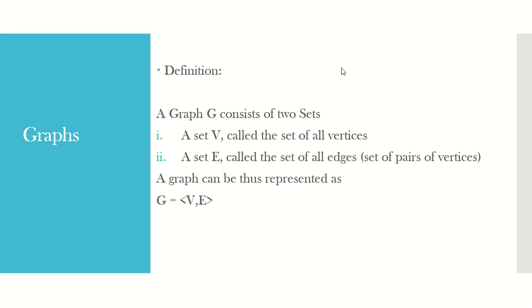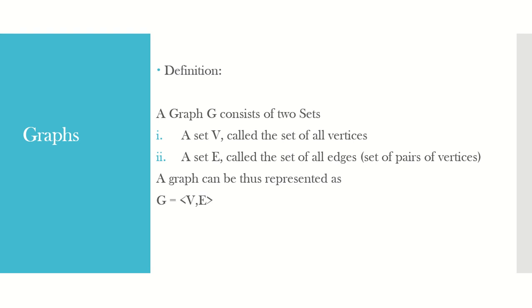So a graph G is going to consist of two sets. The first set is V, which is known as the set of all vertices or set of all nodes of the graph. The second one is the set of all edges, which we call the set of pairs of vertices. So when you talk about representing a graph, you can represent the graph G as a combination of V and E, where V is the set of all vertices and E is the set of all edges. That is the definition for the graph data structure.